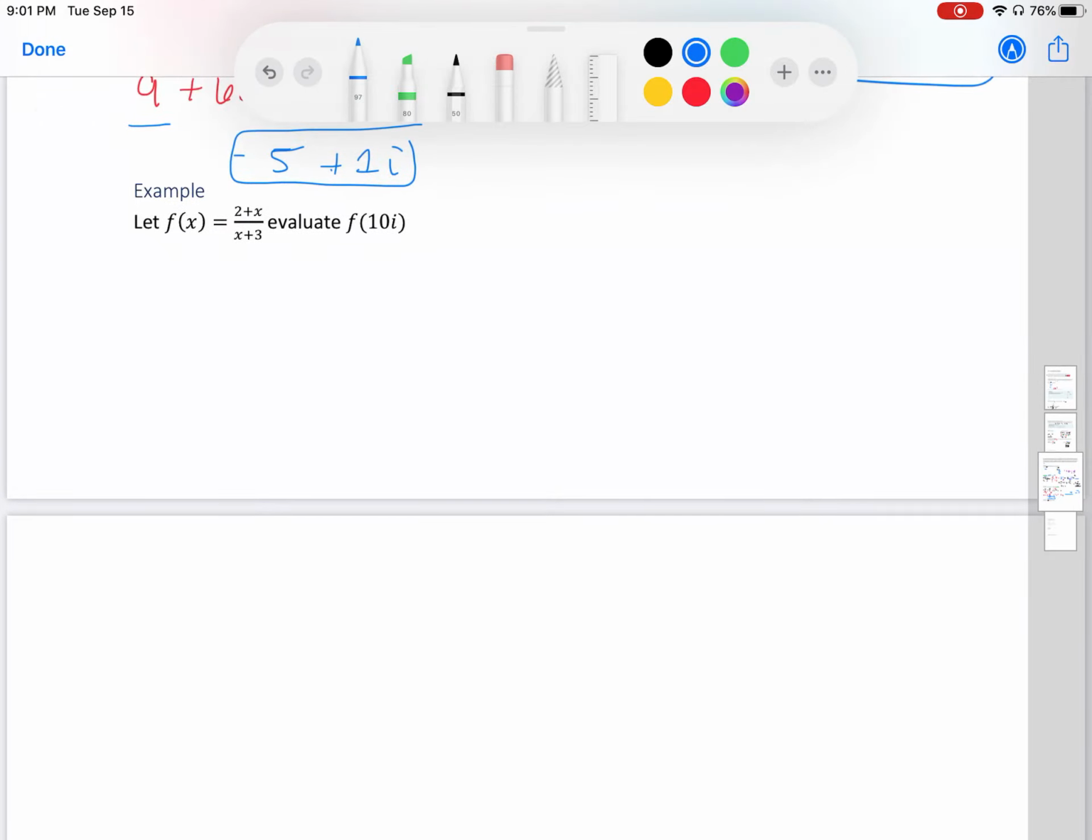All right, next example. Let's evaluate when f of x is equal to 2 plus x over x plus 3. Evaluate for f of 10i. So we're going to replace each x with 10i. So that we have f of 10i is equal to 2 plus 10i divided by 10i plus 3.